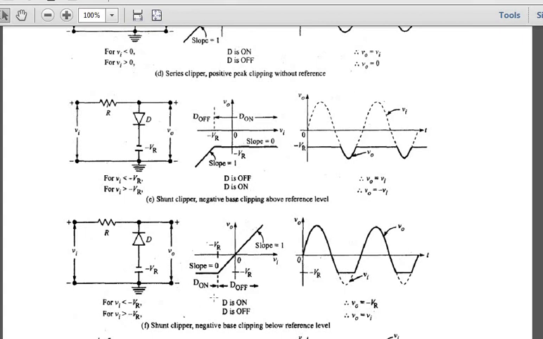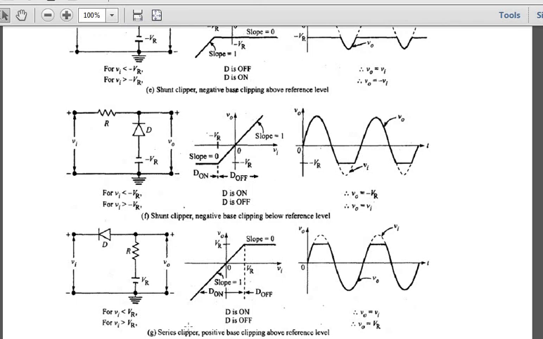Now see the condition here: when the input voltage is less than your reference voltage, your diode is in the on condition, and the output will be your reference voltage. If it is not that condition, if the reference voltage is less than your input voltage, then the diode will be off, and the output will be equal to the input you applied, because it will be acting as a short circuit now. So this will be above the reference voltage, so this particular part will be clipped off.